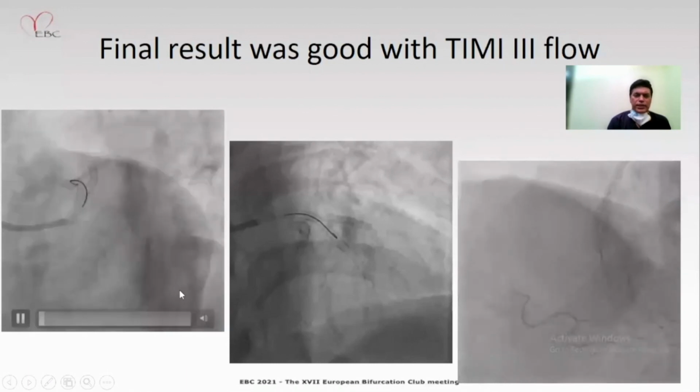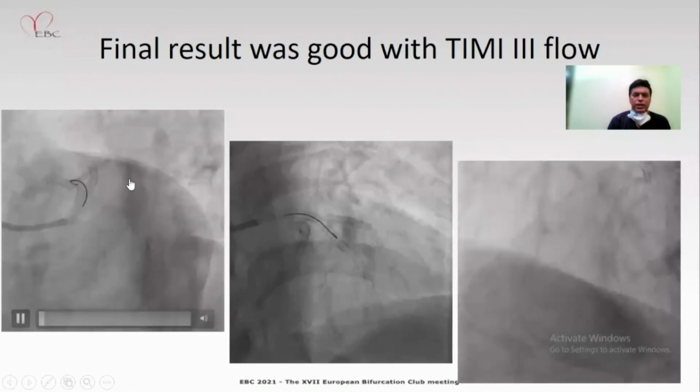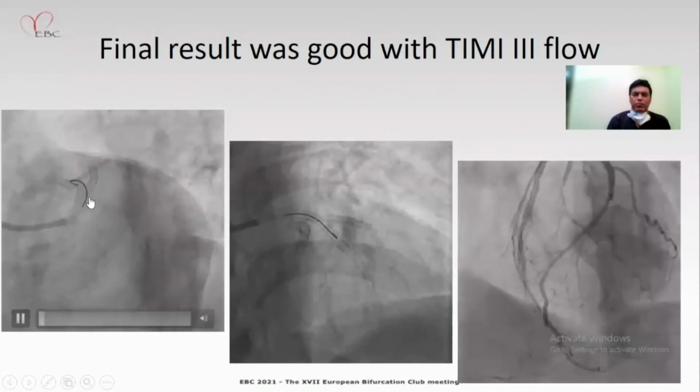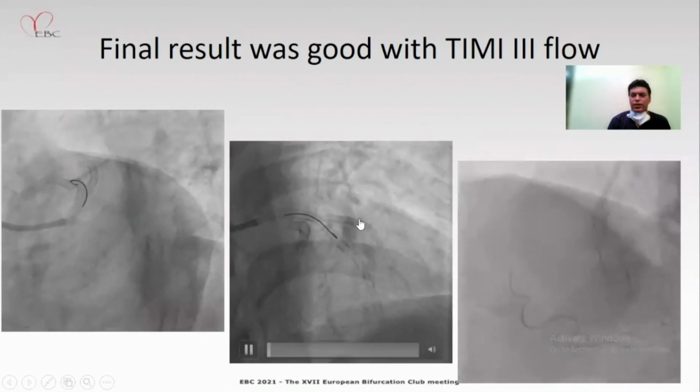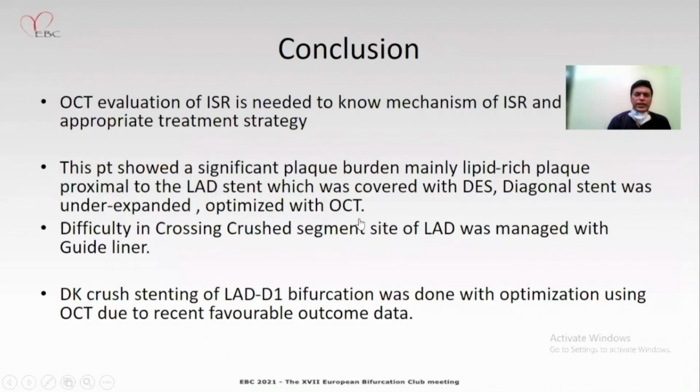You can see the nicely expanded proximal LAD stent, mid LAD stent, and LAD-D1 bifurcation site as well as the diagonal stent. So OCT evaluation of ISR is needed to know the mechanism of ISR and in choosing the appropriate treatment strategy. This patient showed a significant plaque burden in proximal LAD, which is lipid-rich plaque. That's the reason it was covered with the DES.